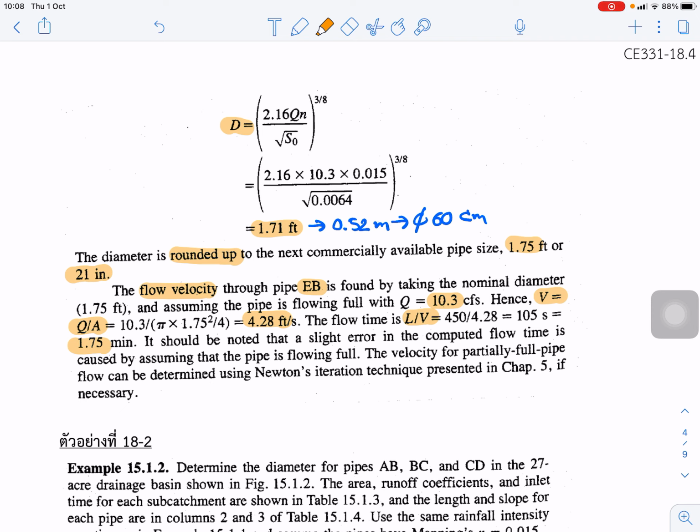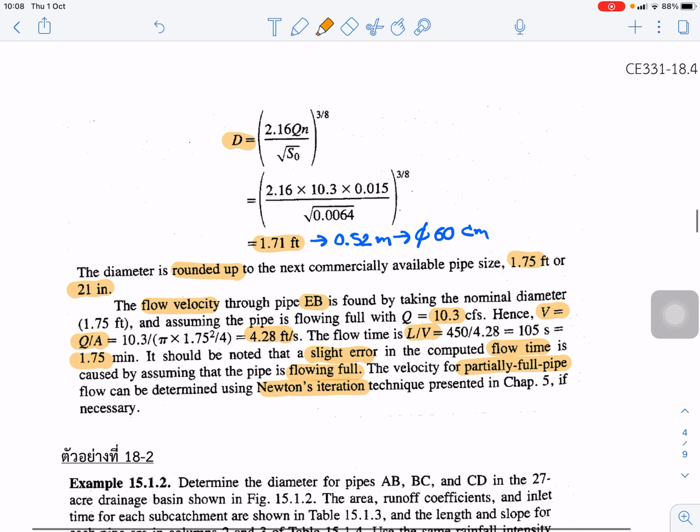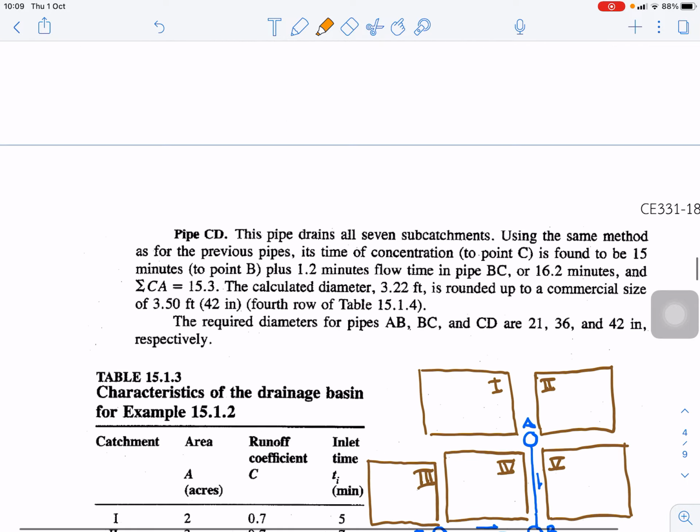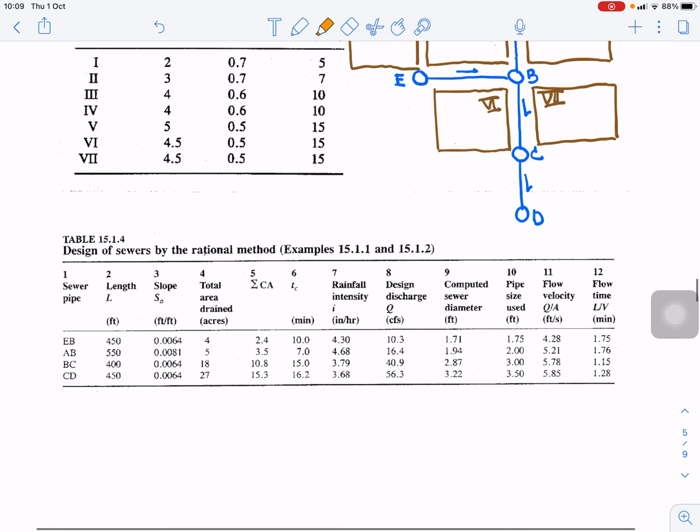Note that the slight error in this computed flow time is caused by assuming the pipe is flowing full. In the case of partially full pipe, flow can be determined using Newton's equation from chapter 5. And after we finish, we can write the numbers in this table. We finished sewer EB, and we got the pipe size of 1.75 and flow time of 1.75.